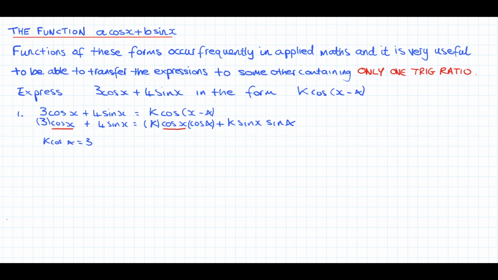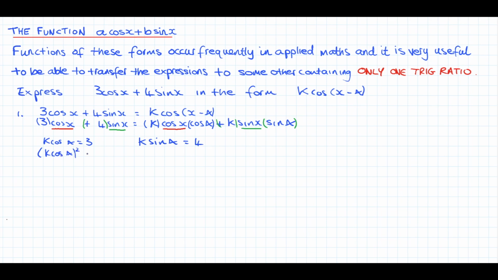Now let's look at the other one, and here we've got sin x. So I'm going to underline sin x and sin x here. Here I've got plus k times sin x, and here the coefficient is plus 4. So do you agree then that it's plus 4 sin x and plus k sin alpha sin x? So matching these up, we can say that k sin alpha is equal to 4.